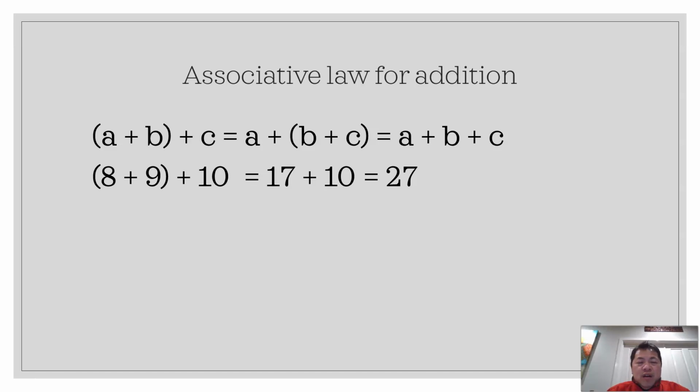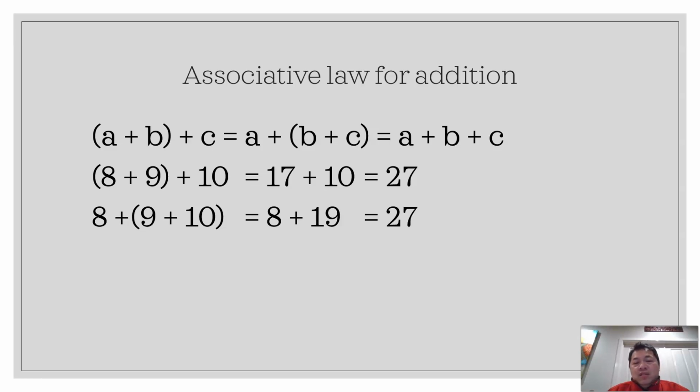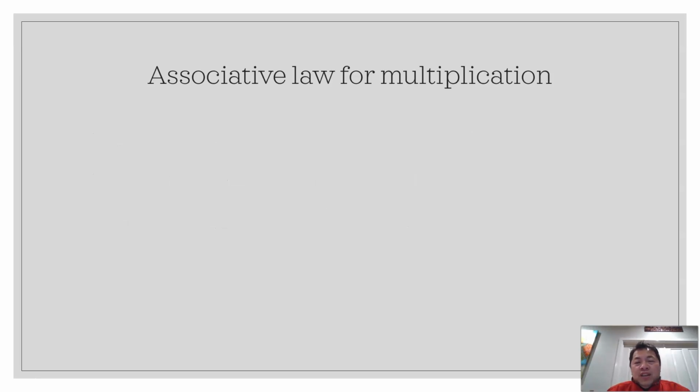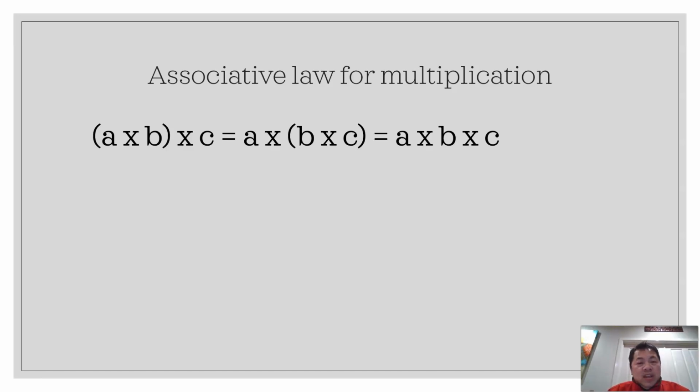If I change it around and present it in another way, 8 plus bracket 9 plus 10 is actually 8 plus 19. It still gives me the same answer. So that's why this is the associative law of addition. So what about multiplication? It seems like it works too.